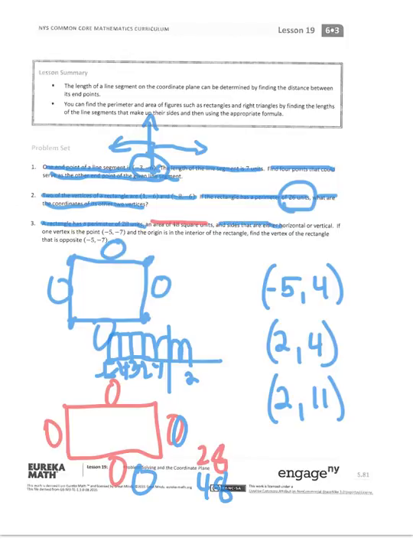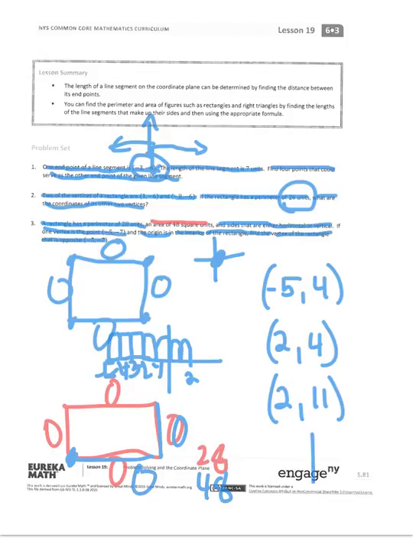The sides are horizontal or vertical. If one vertex is at negative 5, 7, so they're already giving you one corner, the origin, which is 0, 0, meaning basically where the 2 axes cross, is in the interior. Interior means inside of the rectangle. Find the vertex of the rectangle that is opposite of negative 5, 7. So if negative 5, 7 is here, what is the opposite?